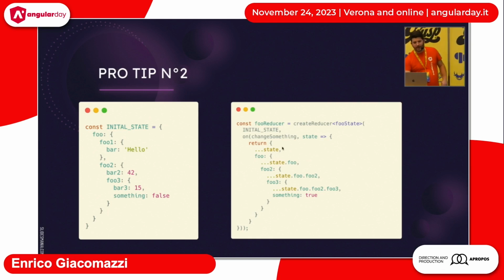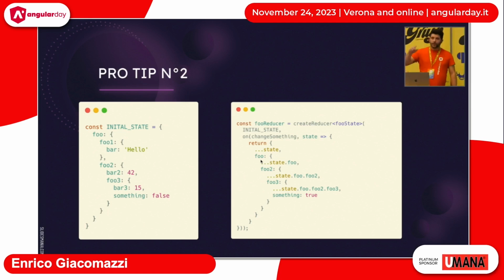So, destructure all the state, create a new property foo that has all the properties of foo as before, and then a new property foo2 with all the properties of foo2 like before, and so on, until I reach the leaf, my something, and change it to true.